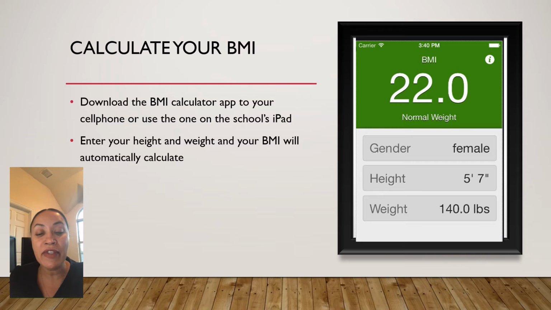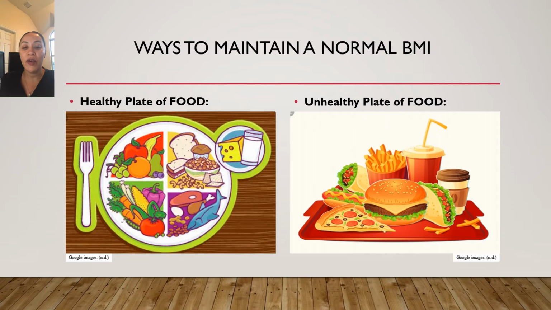If you don't have a cell phone, that's okay. We do have the student iPads in the back that has the BMI calculator on there. And once you enter your height and weight, it will give you a calculation of your BMI. And it should tell you if your weight is normal, overweight, or obese. So now we know what we need to do as far as maintaining a normal BMI. But how can we do that?